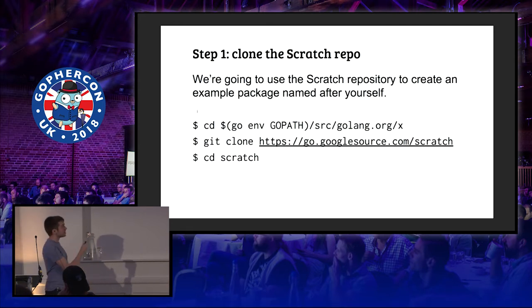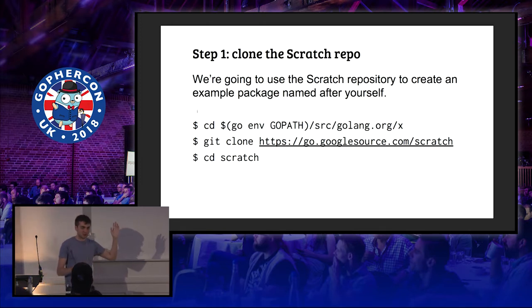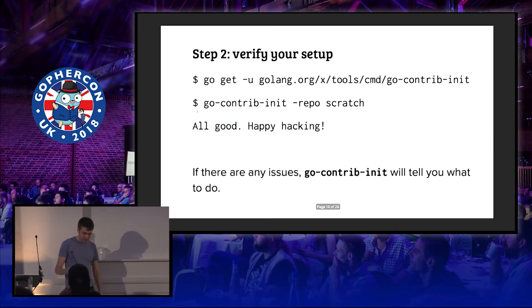So these steps that I'm showing now, please don't follow them just yet, I'm just explaining them quickly. So what we're going to do is use a Scratch repo, which is sort of a silly repo that you can play with and upload and get changes merged. It's not any sort of real repo in the sense that anything important is in it, but it's still a real repository on Gerrit, so we can play with it. So everybody's going to upload a package with their username as a package name, following these instructions. Go Contrib Init is going to tell you whether or not your setup is correct with the CLA and so on.